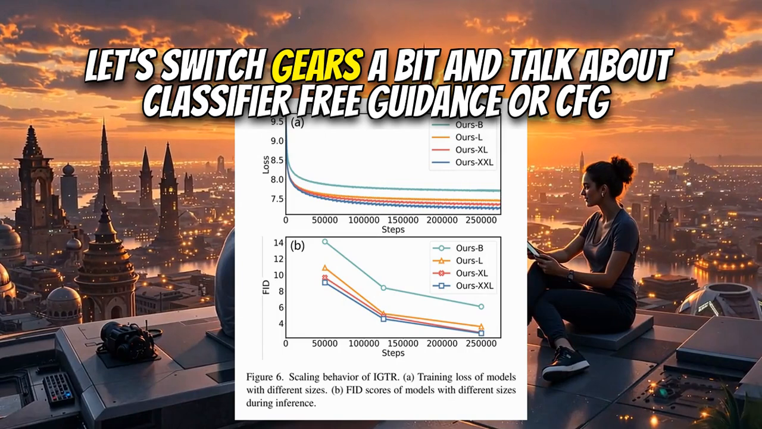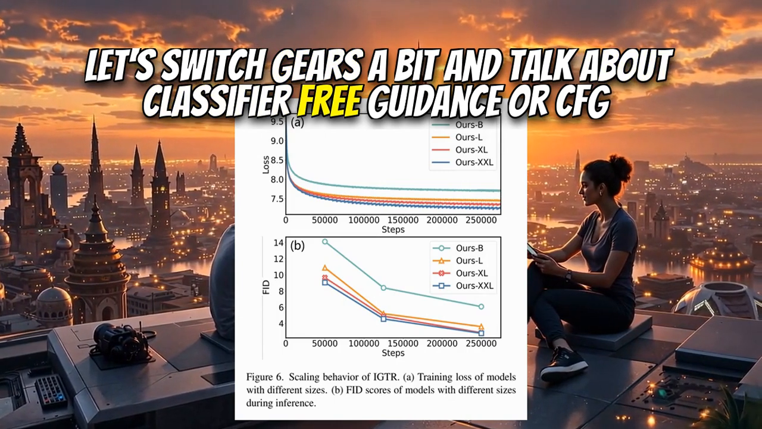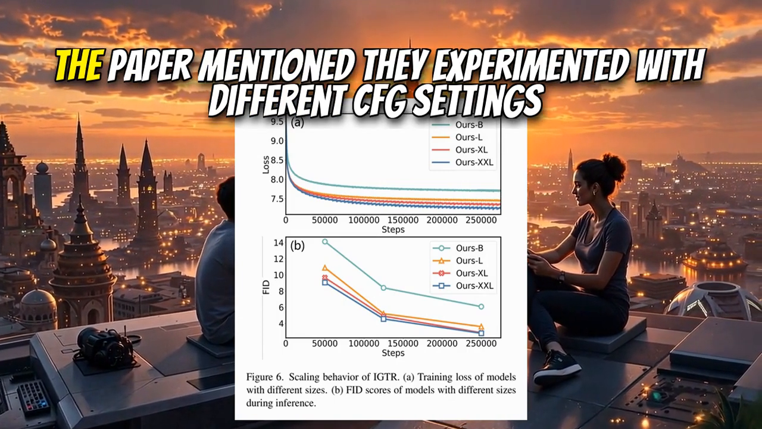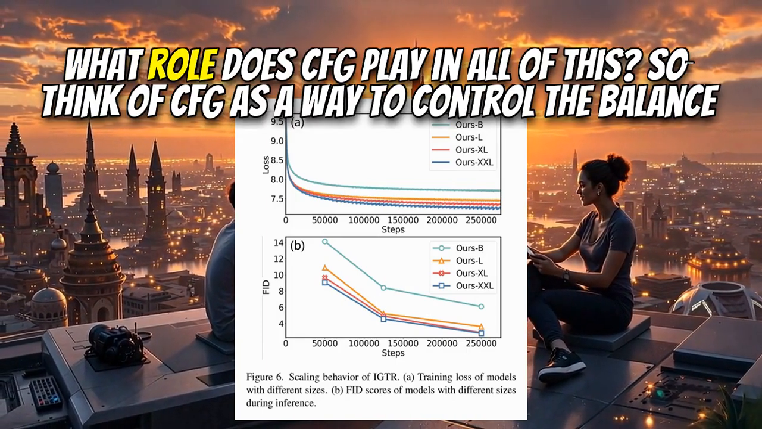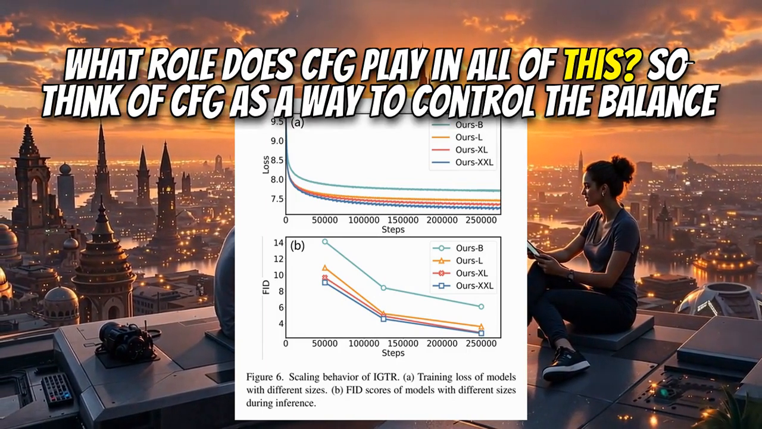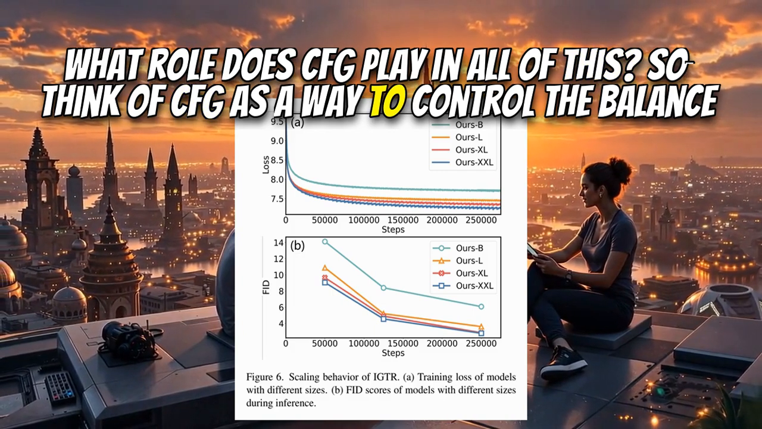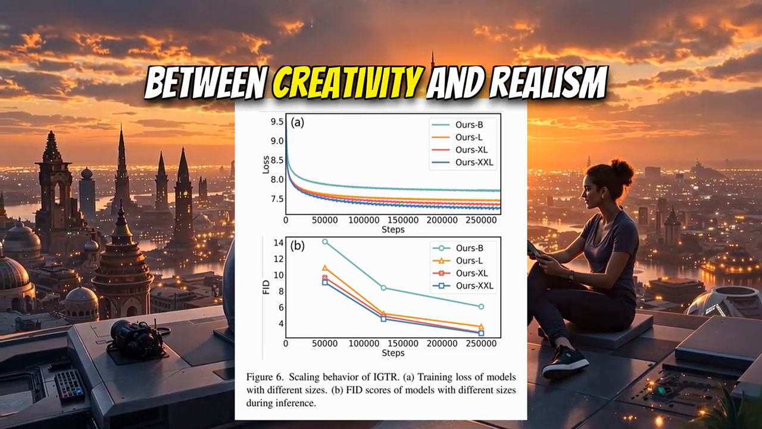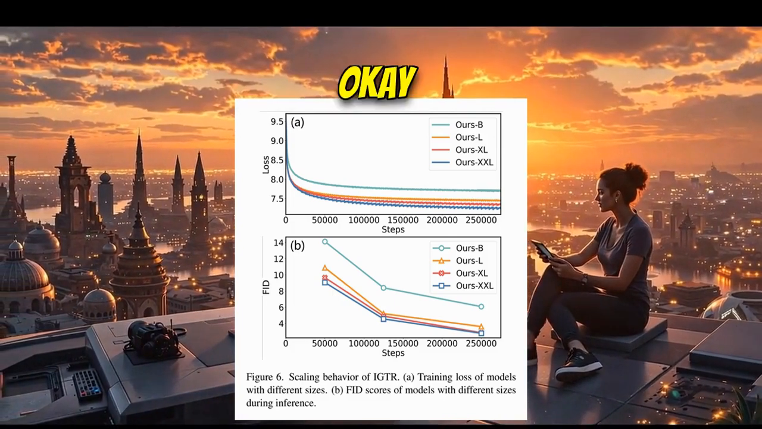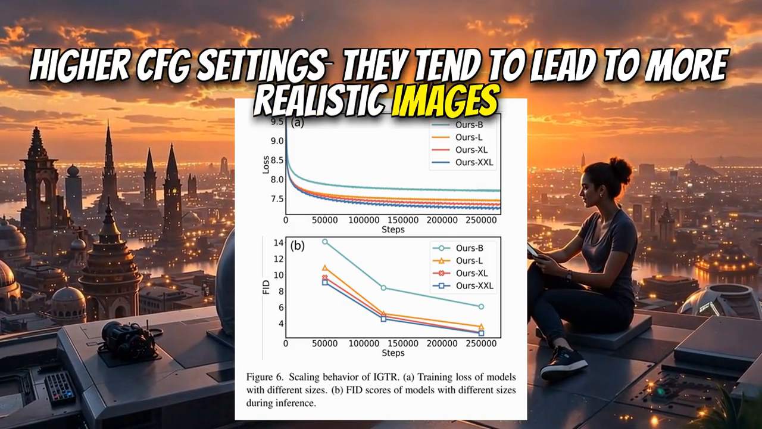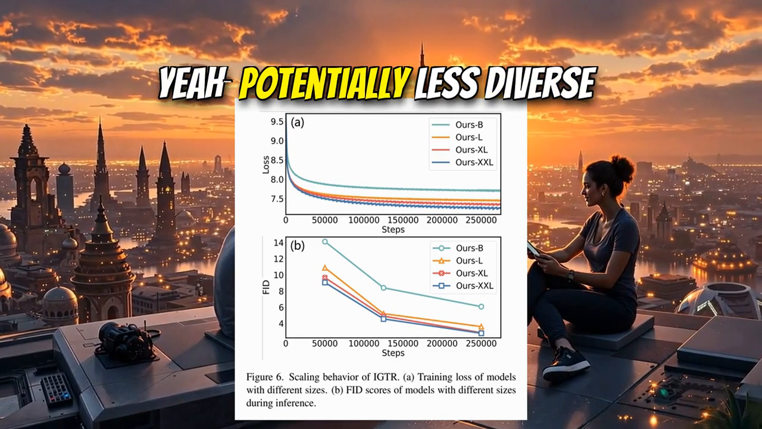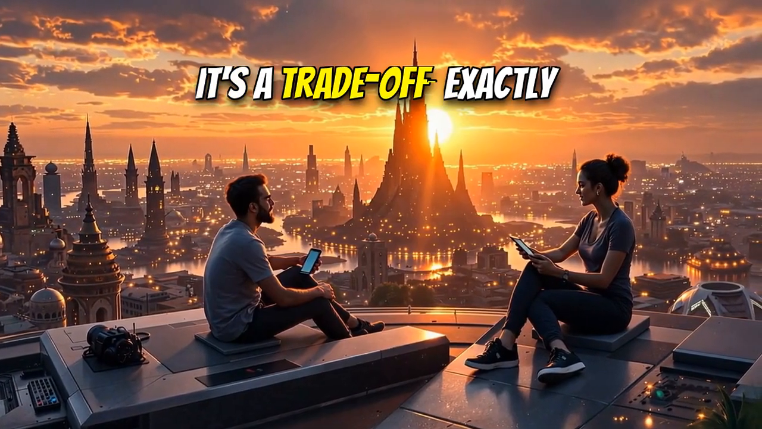Okay, let's switch gears a bit and talk about classifier-free guidance, or CFG. The paper mentioned they experimented with different CFG settings. What role does CFG play in all of this? So think of CFG as a way to control the balance between creativity and realism. Higher CFG settings tend to lead to more realistic images, but maybe less diverse. Yeah, potentially less diverse. So it's a trade-off. It's a trade-off, exactly.